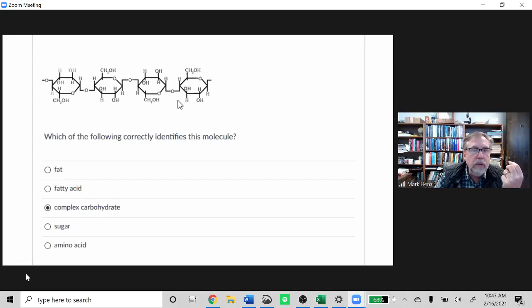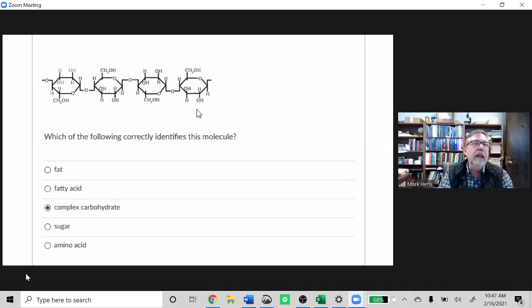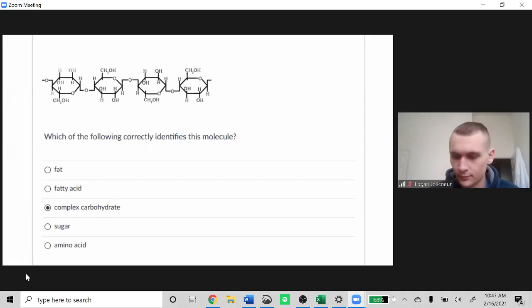What's the special covalent bond that holds amino acids together in proteins? Peptide bonds. Good. And what's the bond that holds the fatty acid side chains to the glycerol in triglycerides and phospholipids? Ester bonds. Very good.